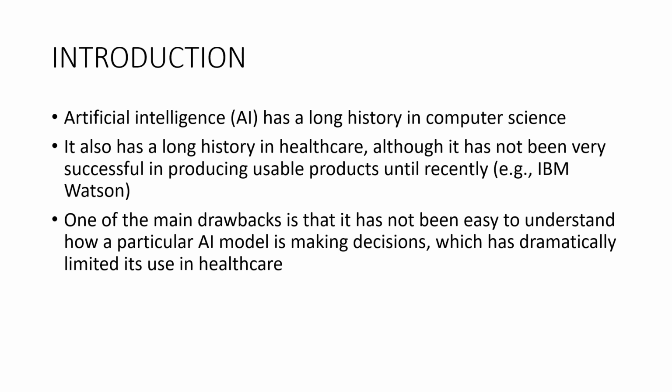So artificial intelligence has a pretty long history in computer science, because shortly after electronic computers became available, people were thinking, how can we make them more intelligent, act more like humans, and solve human-type problems. It also has a fairly long history in healthcare, but it hasn't been really that successful in healthcare. One of the big problems is that it's not easy to understand how a particular AI model makes its decisions. And that's actually starting to change a little bit, although I'm not going to talk about it today.